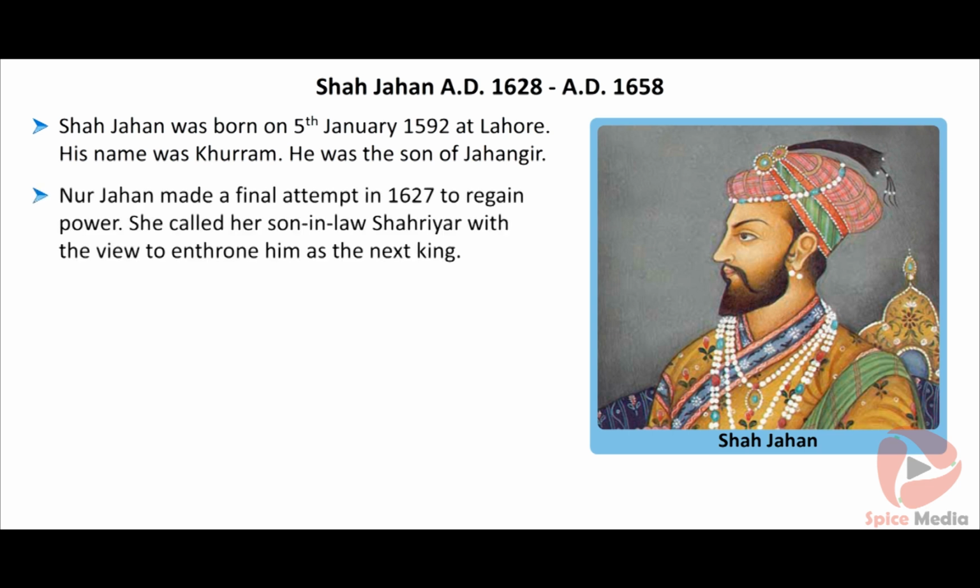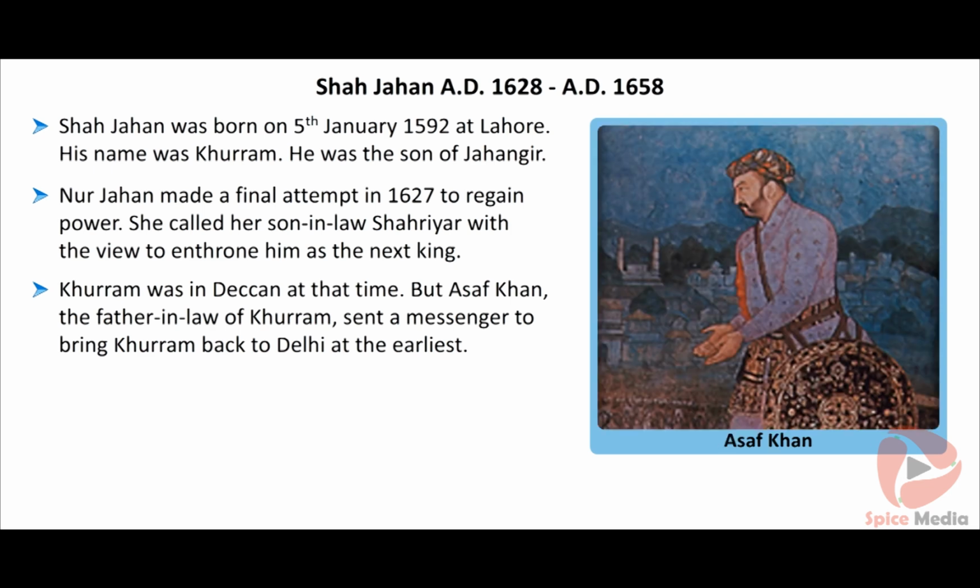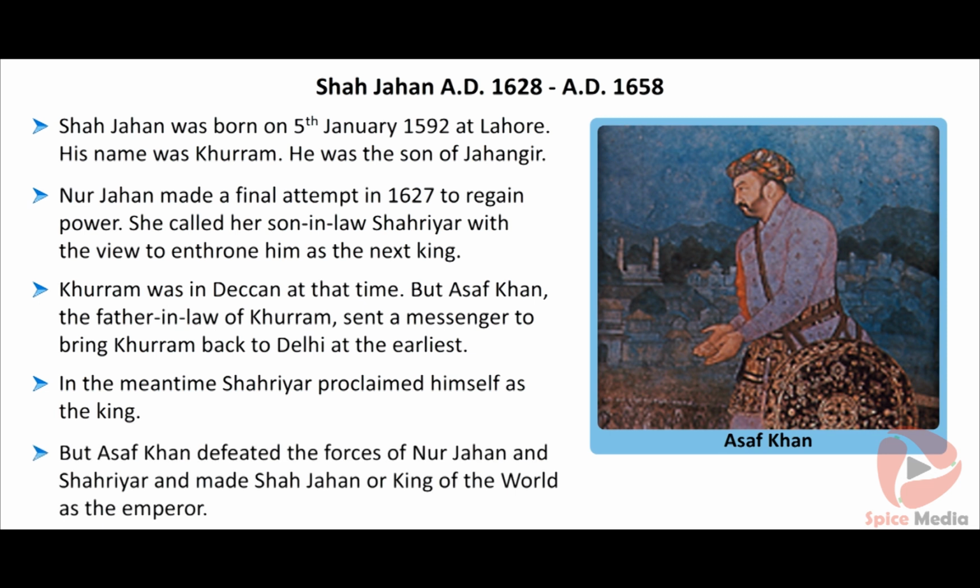On Jahangir's death, Nurjahan made a final attempt to regain power. She called her son-in-law Shahryar with a view to enthrone him as the next king. Khurram was in Deccan at that time, but Asaf Khan, the father-in-law of Khurram, sent a messenger to bring Khurram back to Delhi at the earliest. In the meantime, Shahryar proclaimed himself as the king. But Asaf Khan defeated the forces of Nurjahan and Shahryar and made Shah Jahan, or king of the world, the emperor.